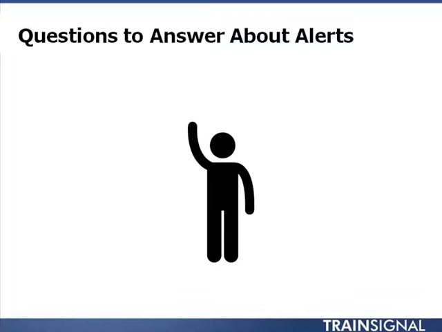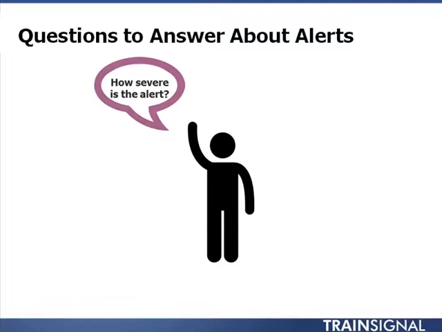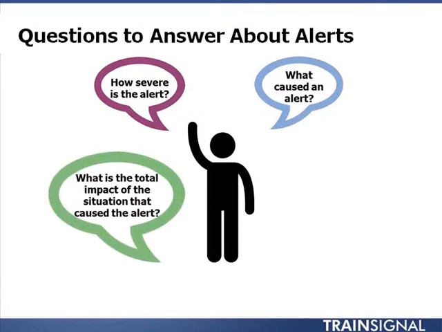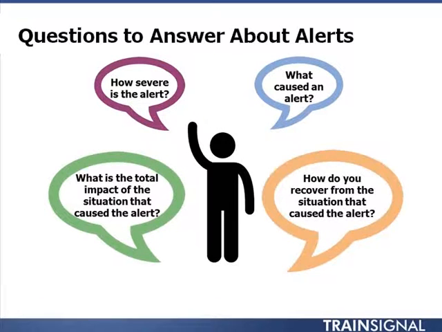When it comes to alerts, there are some things you need to know. First of all, how severe is the alert? Is it really critical or is it just sort of a nice to know? What caused the alert? Why did the alert get raised in the first place? What's the total impact of the situation that caused the alert? And how can I recover from the situation that caused the alert? Basically, how can I correct the underlying root cause that generated the alert in the first place?